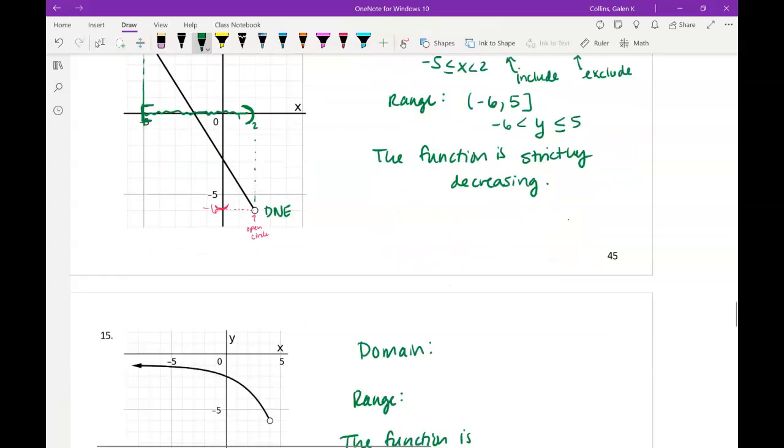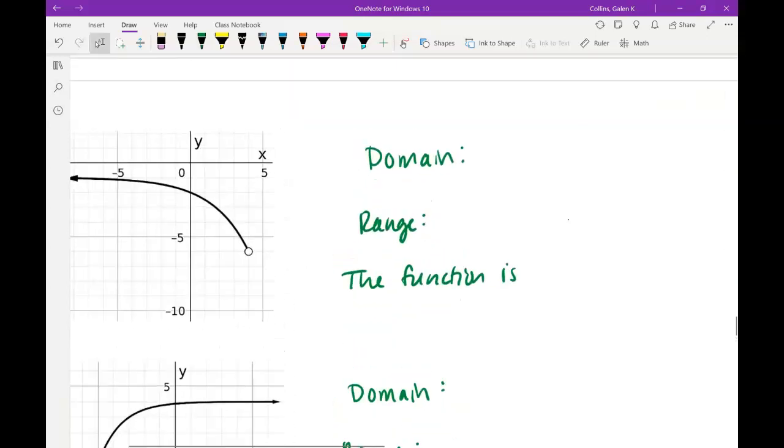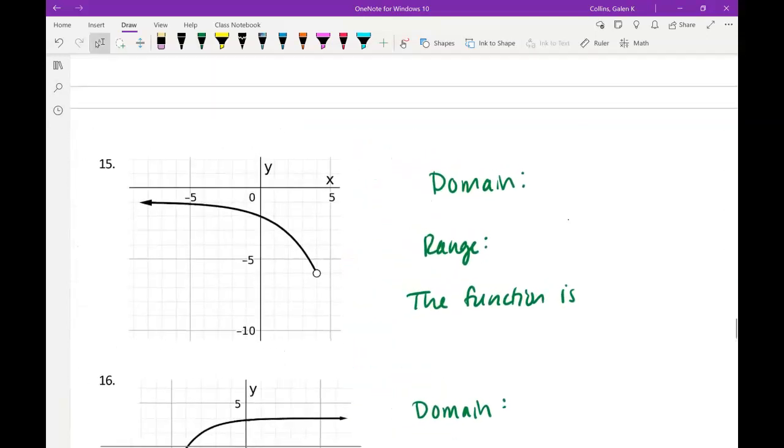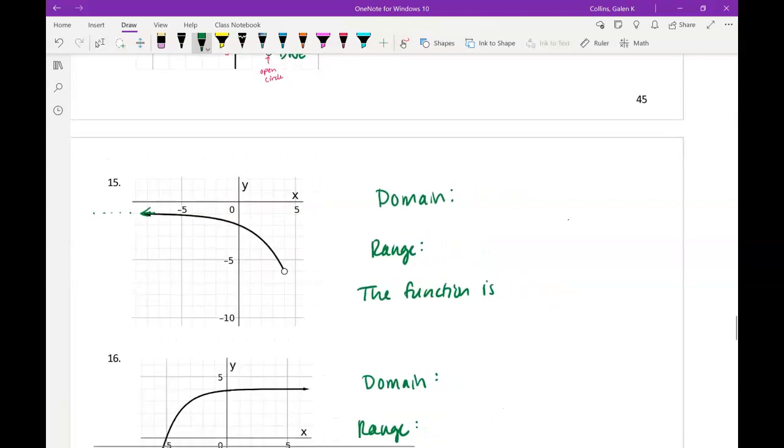All right, we'll go through the rest of these kind of faster because they are kind of the same thing, right? The domain, the arrow on the function in 15 indicates that that graph goes on forever and ever and ever. So my domain really starts at -infinity. And remember, infinity is not a number. It's just a concept. It means keep getting more negative.